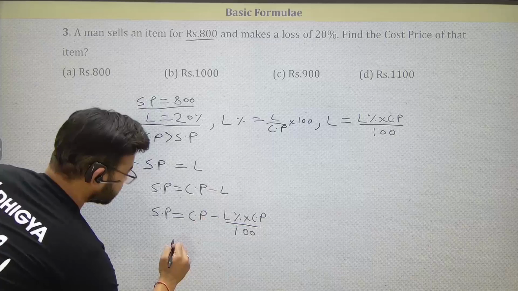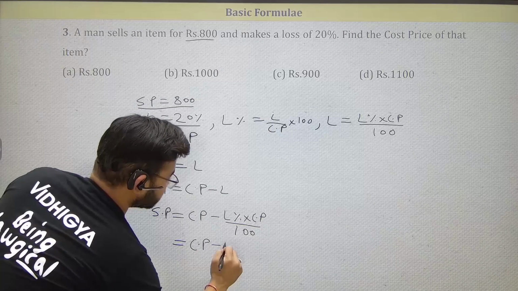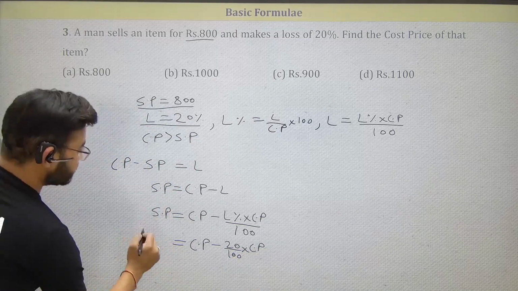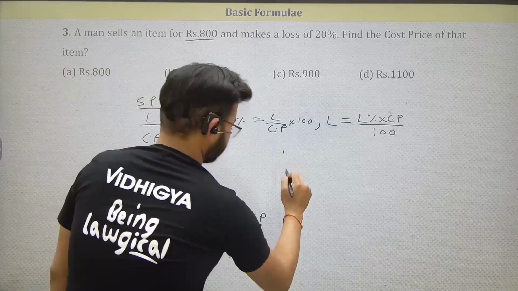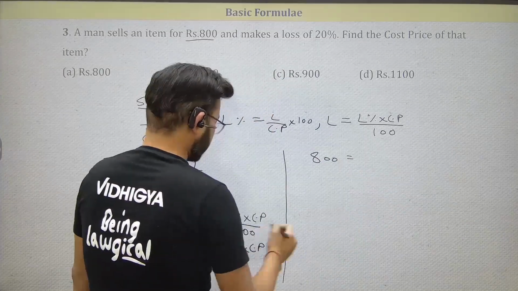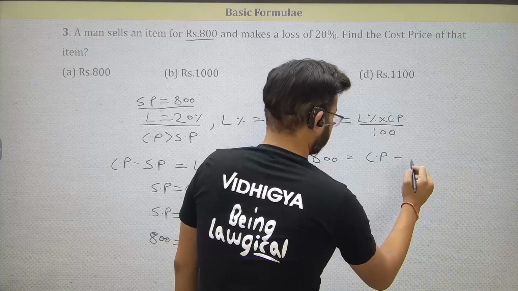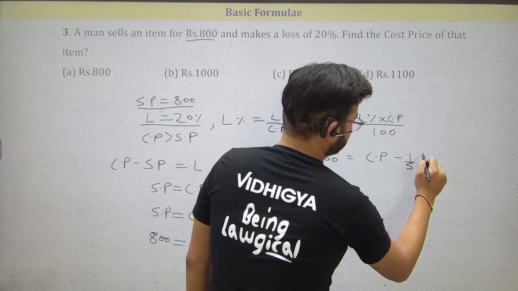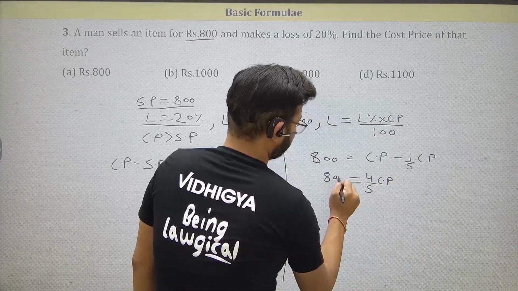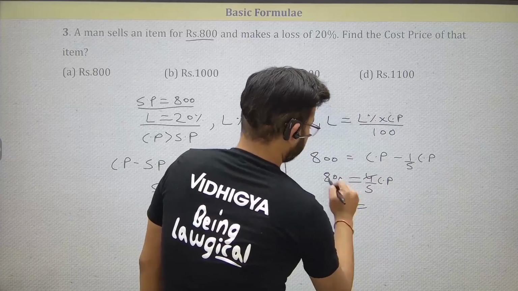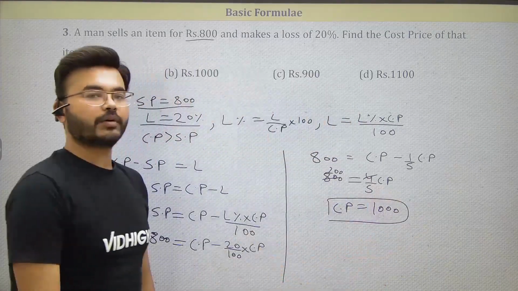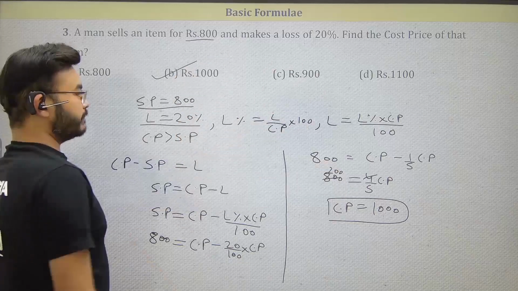It is 20%. So this becomes cost price minus 20 by 100 into cost price, and selling price is nothing but 800 rupees. Okay. So 800 will be equal to cost price minus 1 by 5 into cost price. So this becomes 4 by 5 times cost price. This is equal to 800. So cost price becomes, this is 200, so cost price becomes 1000. Okay. So answer will be B.